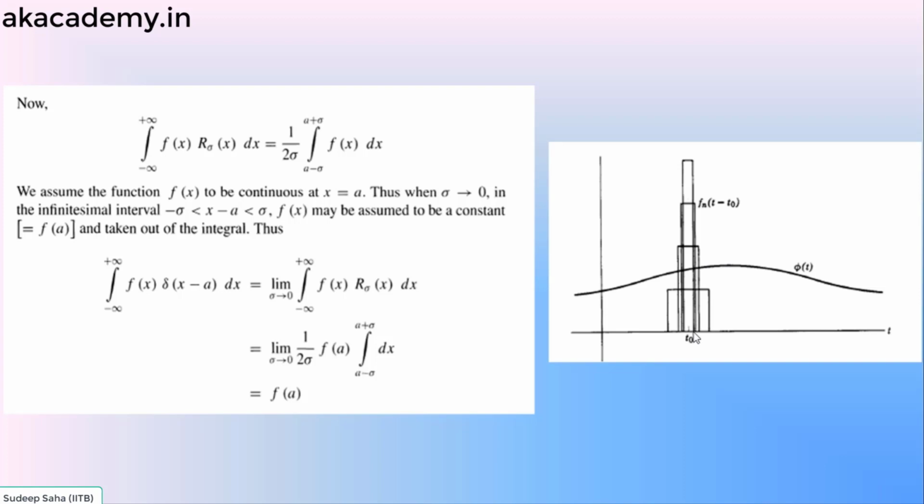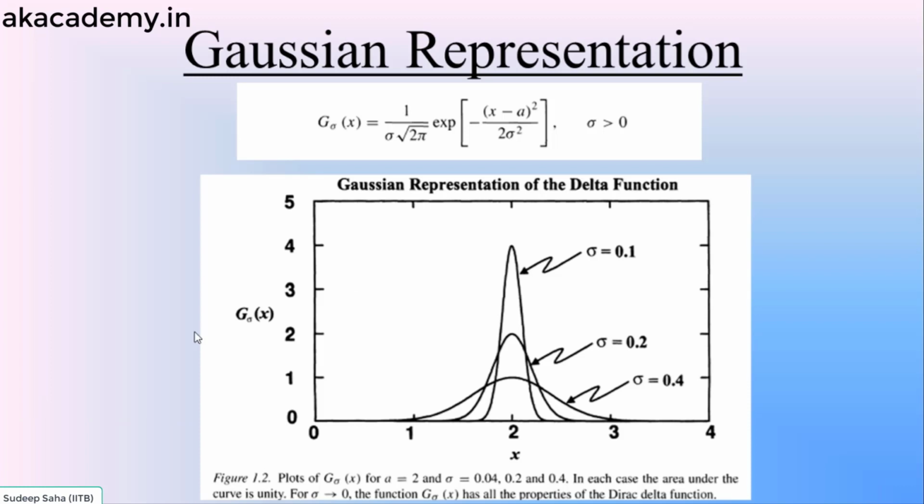And at this point we can say that the value of the function is f of t0 here in this picture, but here the point is a, so we can say that at that point the value of the function is f of a. Now if we integrate from a minus sigma to a plus sigma, multiplied by 1 over 2 sigma, we'll get f of a. So it satisfies the properties of delta function. So it is a delta function.